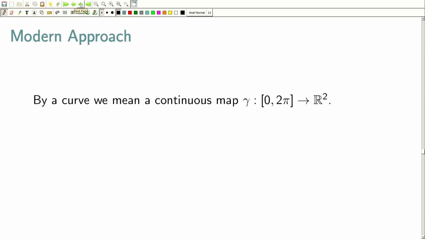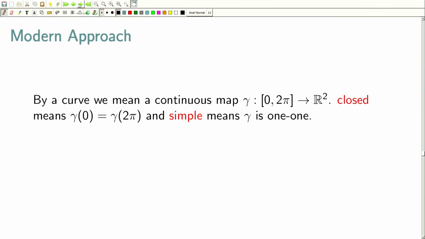So, let us try to define all these things in a rigorous fashion. What is our problem? What do we mean by a curve? A curve is a continuous map gamma from an interval to R 2. Closed means gamma of 0 is equal to gamma of 2 pi, which means the starting point is the ending point. And simple means it is 1-1, which means we discard curves that cross themselves. So, this is just a simple curve which is 1-1.